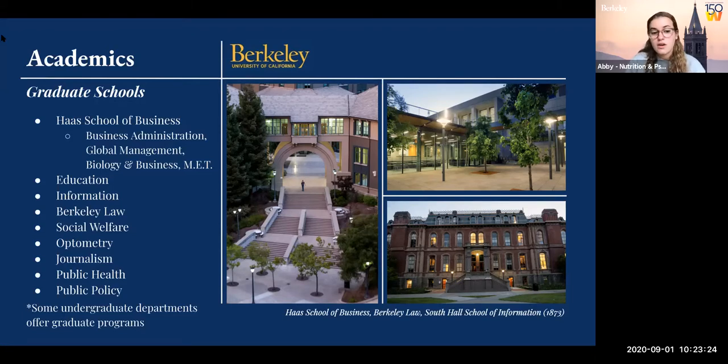In addition, we have the School of Social Welfare, of Optometry, which has clinics that you can get an eye check in. So again, another way to access that. And then our School of Journalism, of Public Health and Public Policy. So again, as I mentioned, there are some undergraduate departments that offer graduate programs, and there is a good tie of graduate programs into your undergraduate career, which I thought was really cool, coming to such an amazing school with all these prestigious programs and graduate students who are very eager to help you.